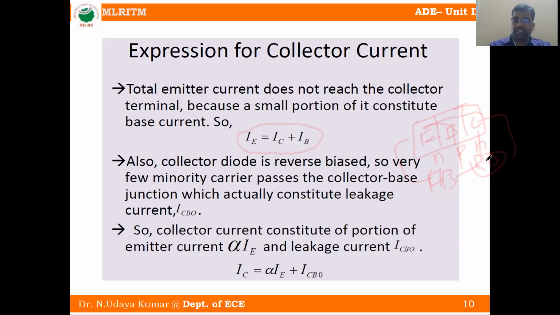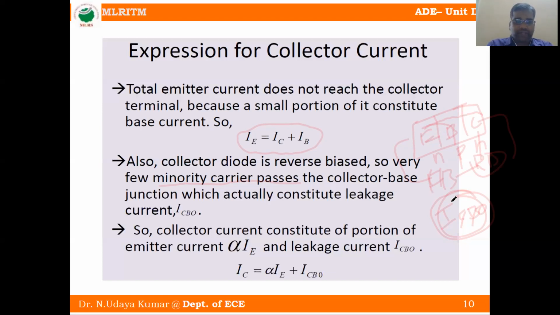Because of reverse bias, minority charge carriers pass across the collector base junction, which constitutes a leakage current. Leakage current is very small and is denoted by ICB0. Leakage current occurs at the collector base junction because it is reverse biased. So total collector current is equal to leakage current plus alpha IE. How do we get this alpha IE?